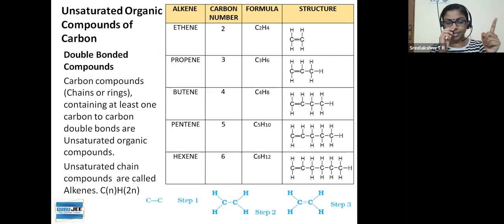I told you in the last class. Do you remember, all of you? So those are staying as such in the parallel position. So they are having a parallel side to side overlapping. Okay, sideways overlapping.